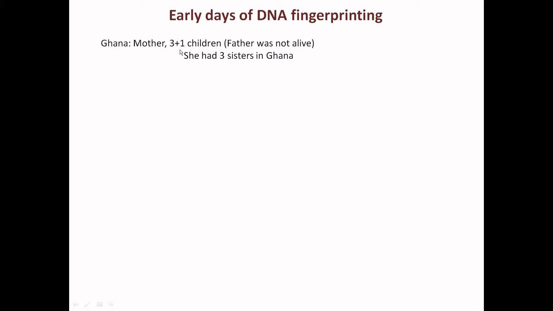So Jeffreys matched the DNA profile of this child with the mother as well as the 3 undisputed children, those who were living with the mother in the UK. And it was established that this child belongs to this mother.